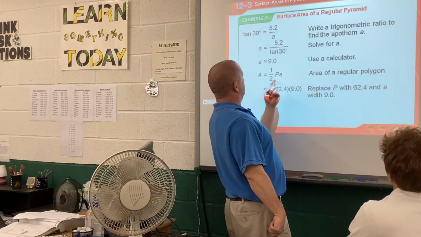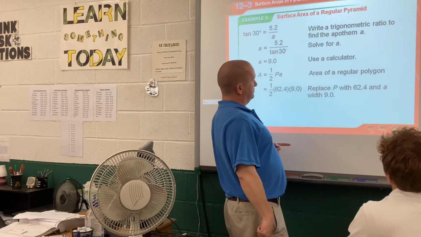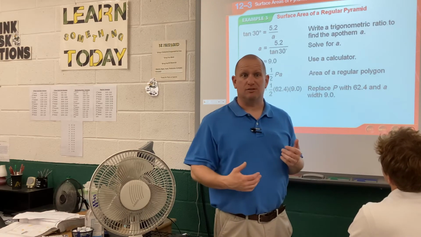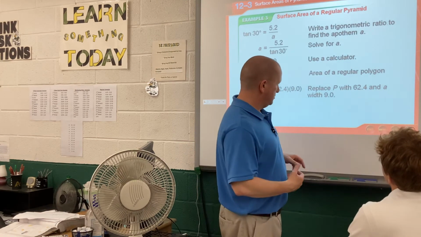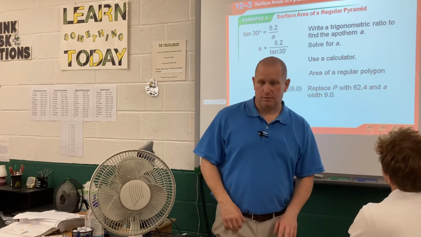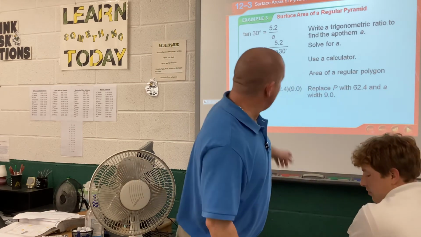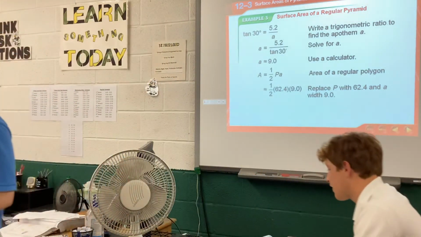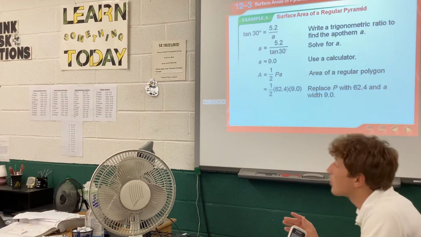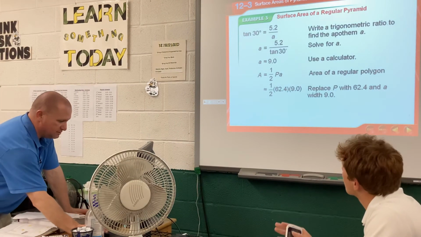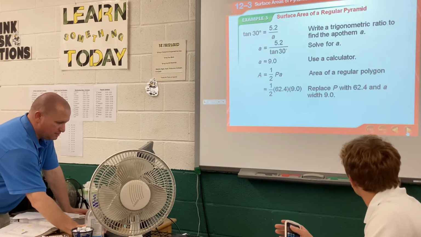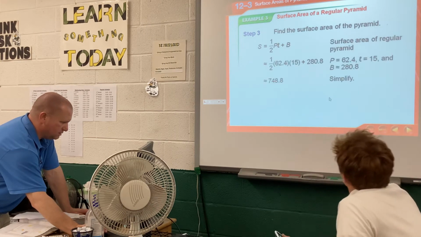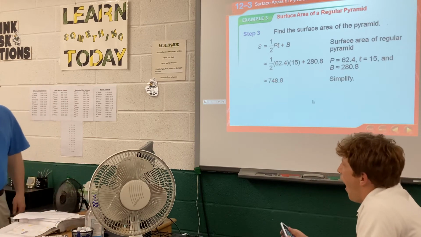1/2 PA. Okay? They use tangent instead of your special right triangle. Everybody okay with that now? Then you would take that answer right there and add it to that lateral area that we have. So they got 9, yes. That's 62.4. And the grand total was 281. There's your math.